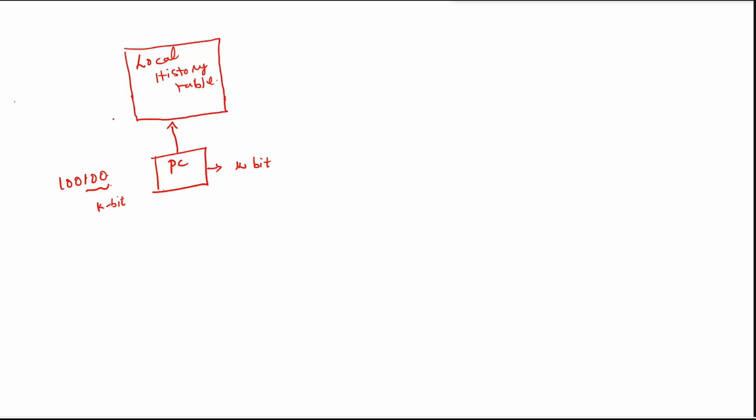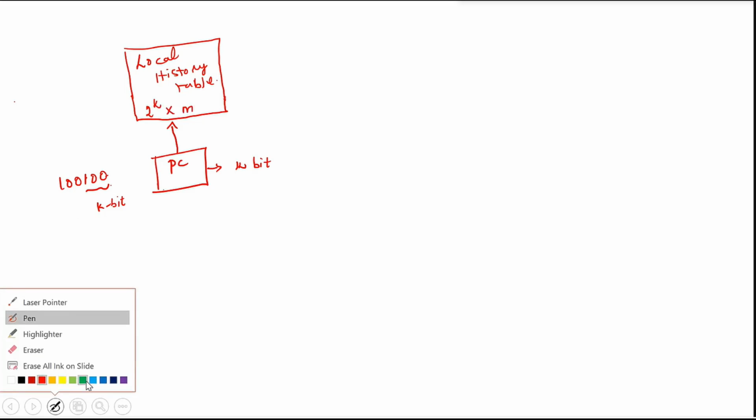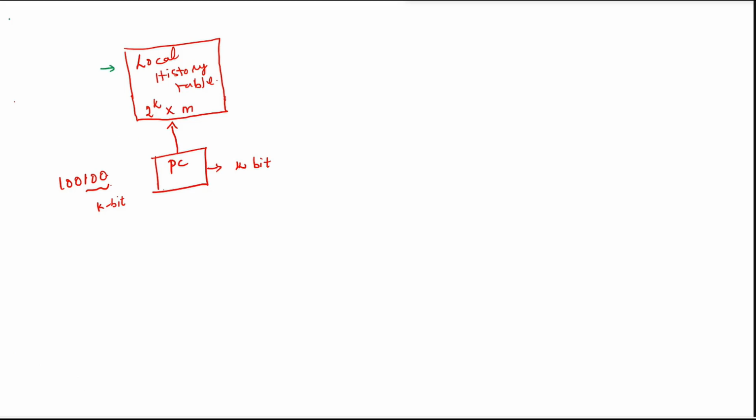Okay, so this is the local history table, which is of size 2 power k into n. So what does that table contain? What is the information in that table? The last m outcomes of the branches which are having the same k bits.